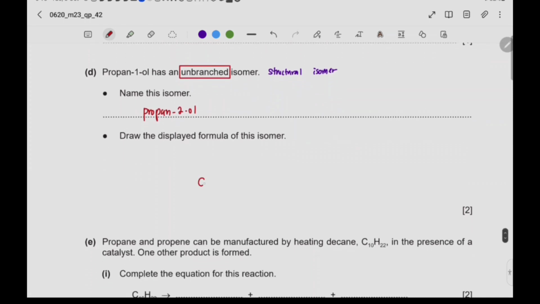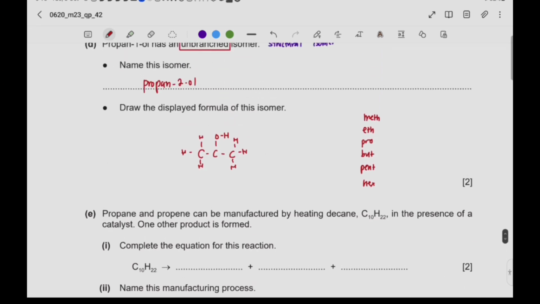If you were to draw it, 1, 2, 3, because propan, I usually start with the memory aid: many, elephant, prefer, blue, pineapple, hexane. So propane is 3 carbons. Then O, H, and the hydrogens. If you ask me, can I do 3-propanol? Cannot, because if you put it at the third one, it will still be considered the first one, because we don't care about the starting or the ending. They always calculate the smallest number. So you can only do 2-propanol.